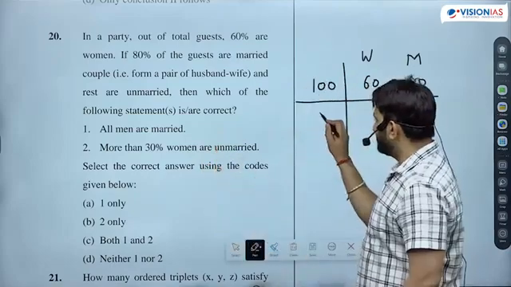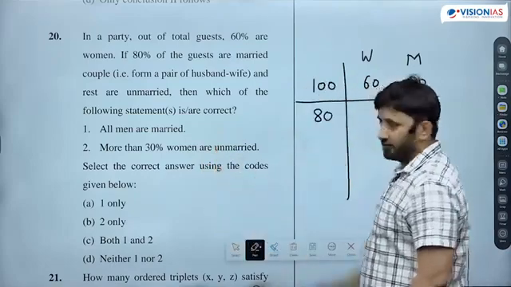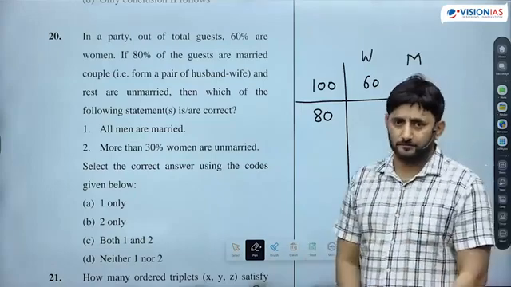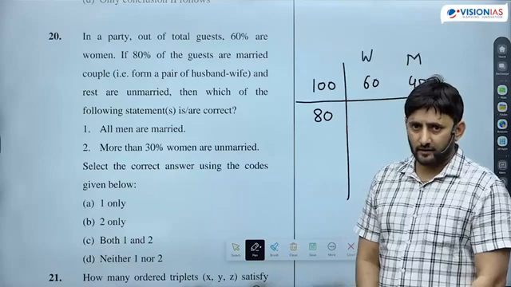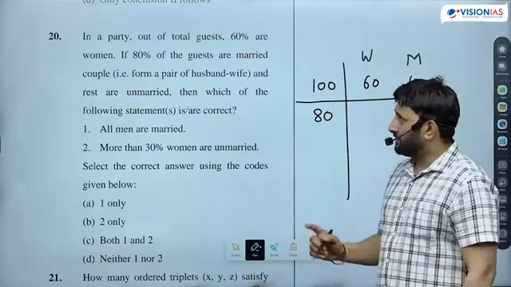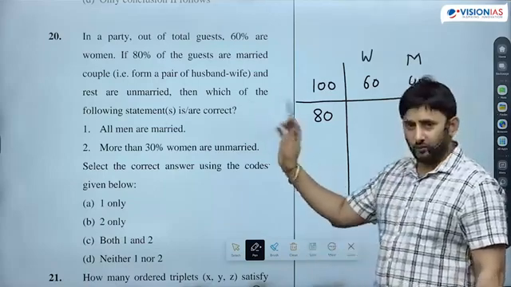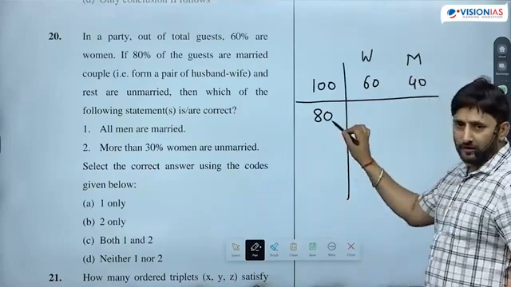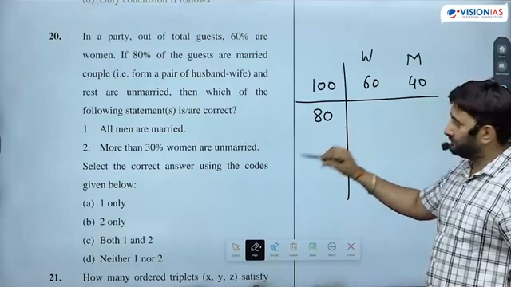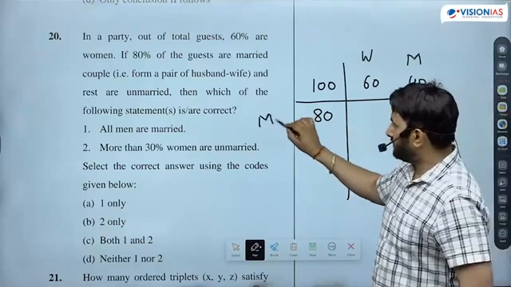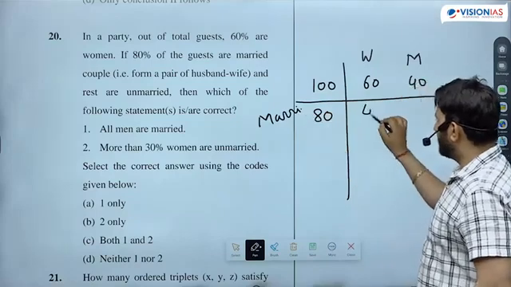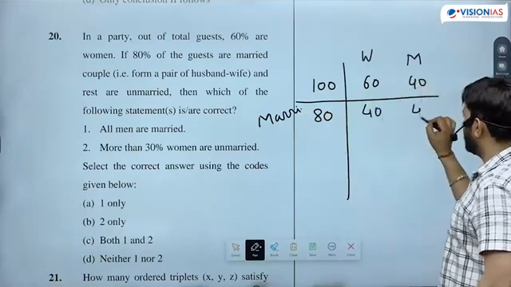80% of the guests, it means there are a total of 80 people present there as couples. Couple means one husband and one wife. So in this 80, can I say 40 men and 40 women will be there? These are the married couples. So 40 women and 40 men will be there.